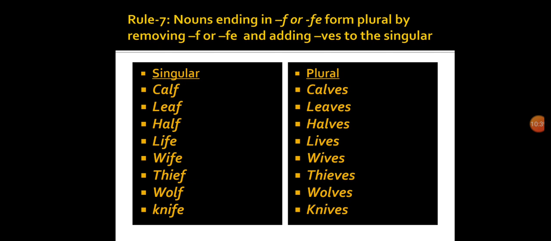Similarly, leaf, leaves; half, halves; life, lives; wife, wives; thief, thieves; wolf, wolves; knife, knives. So, you have to keep in mind that if the last letter of nouns is f or fe, we have to remove that and add ves for getting its plural.